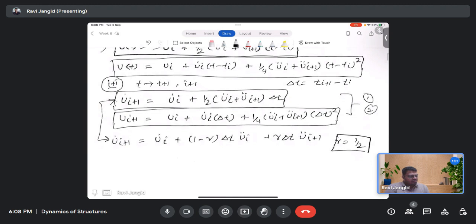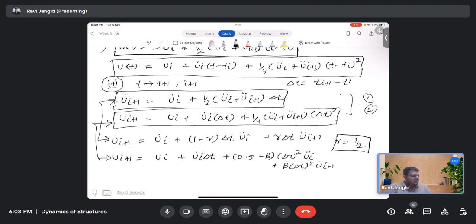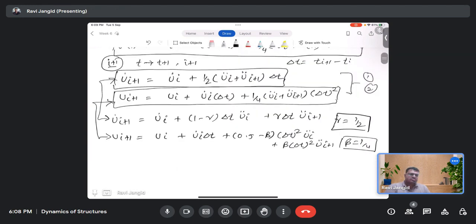Okay, and for the u i+1, my equation for the Newmark's beta method is u i plus u dot i delta t plus (0.5 minus beta) delta t square u double dot i plus beta into delta t square u double dot i+1. If I compare this equation with this one, I can find out my beta is equal to 1 by 4. Okay, is there any doubt in this?